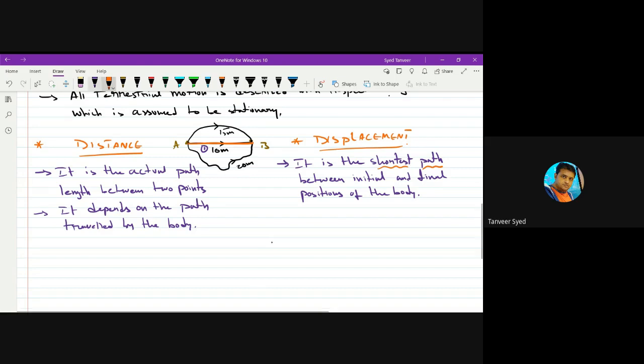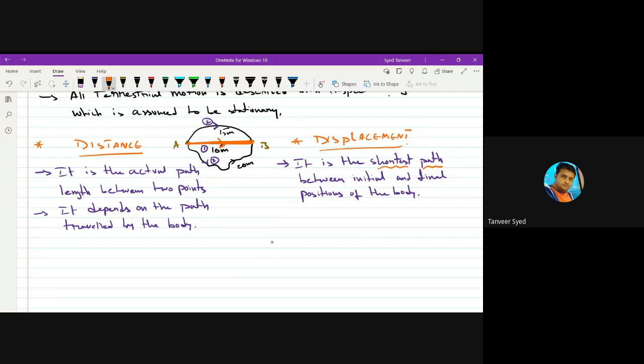Okay. If the body goes from point A to point B, point A is initial position, point B is final position. Body is going along this path 2. Then what is its displacement? Its displacement is still this straight line because it is the shortest path. If the body goes from A to B along path 3, this path, even then its displacement is the same straight line from A to B, 10 meter.